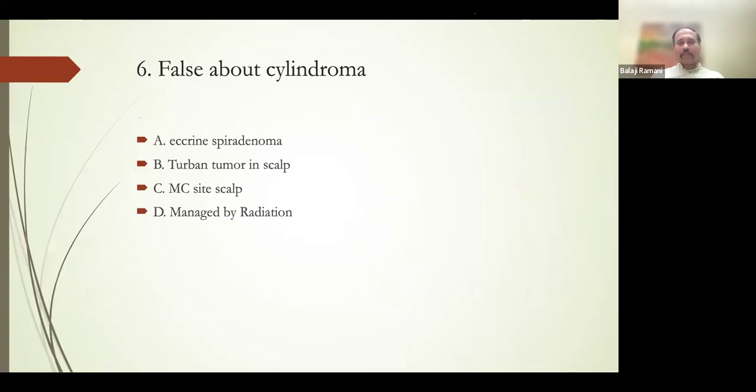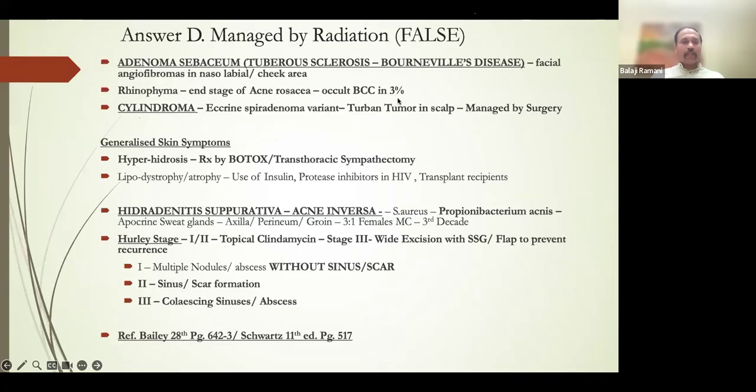Now, what is the cylindroma? I'm sure all of you must have heard of the cylindroma. The cylindroma is basically a turban tumor. Most common location is the scalp, and it's an eccrine spiradenoma. So these are the skin adnexal tumors. Of course, the management is by surgery. That's not managed by radiation.